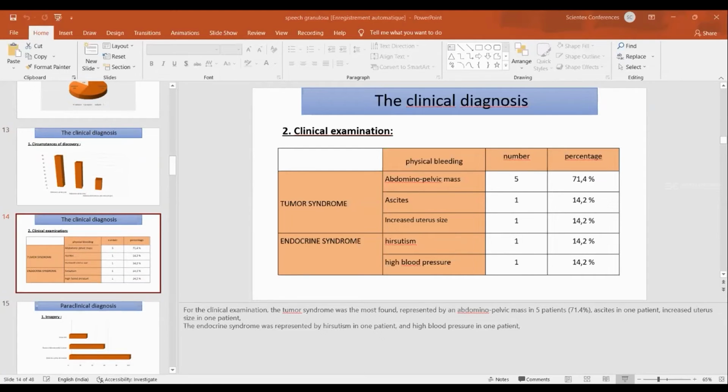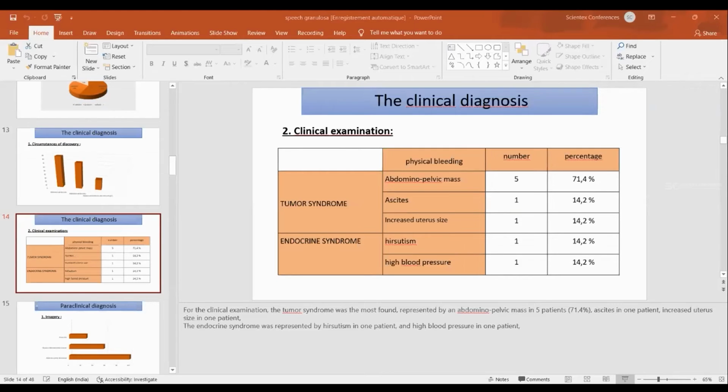Concerning the imagery, moving on to the paraclinical diagnosis, abdominal pelvic ultrasound was performed in all our patients. 57.14% of the patients had a thoraco-abdominal pelvic CT scan. 28.57% of patients had a pelvic MRI. For the abdominal pelvic ultrasound, the tumor size was specified in all patients with an average of 14.12 centimeters, varying between 7.3 and 30 centimeters.